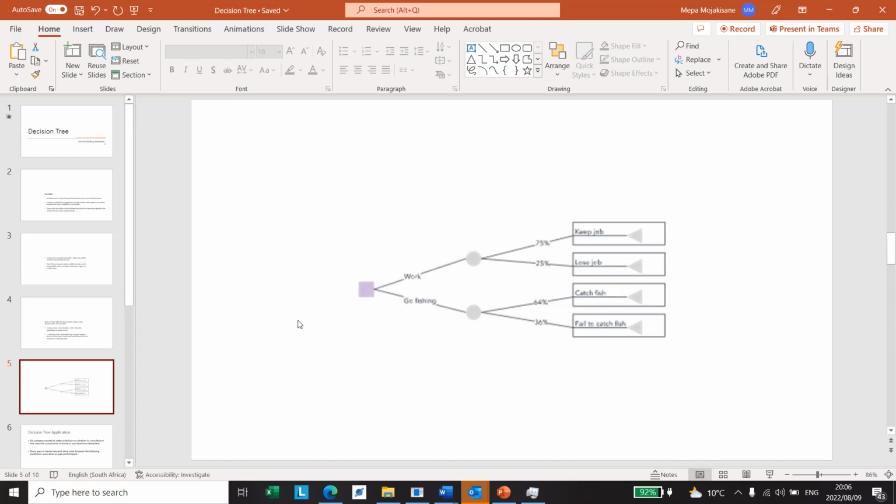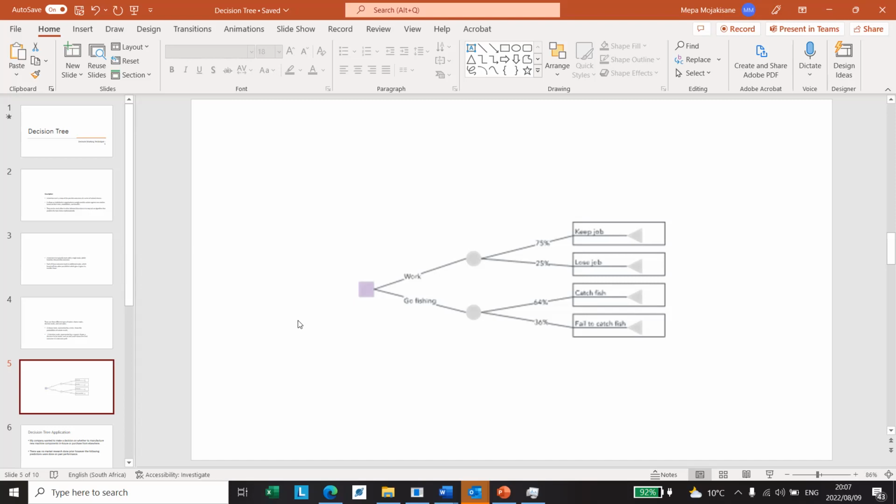And then you move further to your left to the round shapes. When you get to that point, those are the possibilities. You say, if I go to work, what are the probabilities of something happening? Am I going to keep my job or am I going to lose my job? If it's 70% probable that you keep your job and lose it 25%, you write it down.